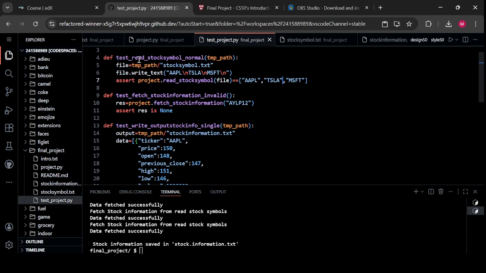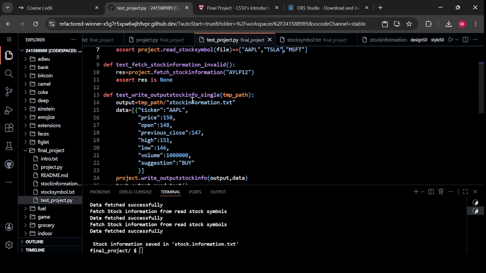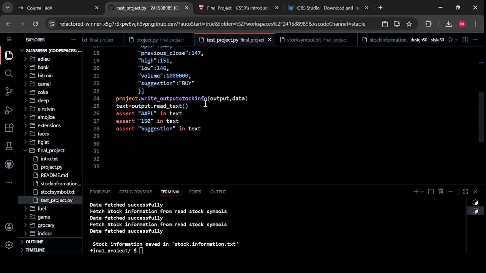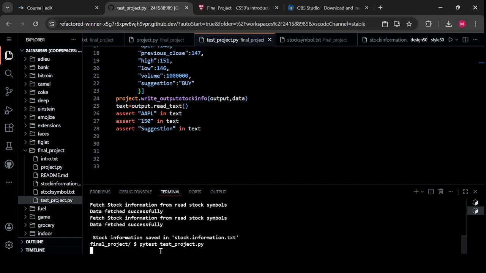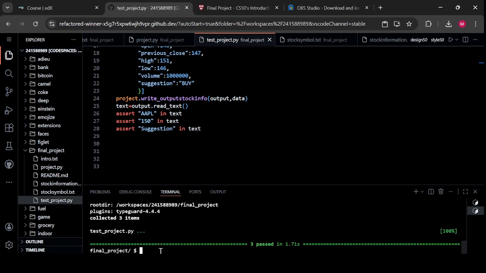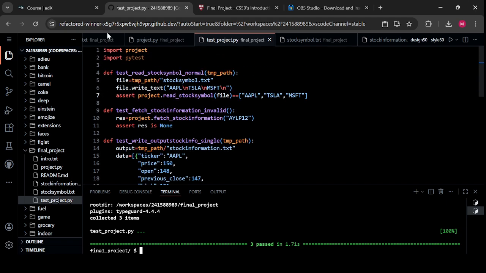The tests cover read stock symbols, fetch stock information, and write stock information. And I'm currently running my test cases also with PyTest. So finally, the three test cases have also passed from my final test file. So this is all about my project.